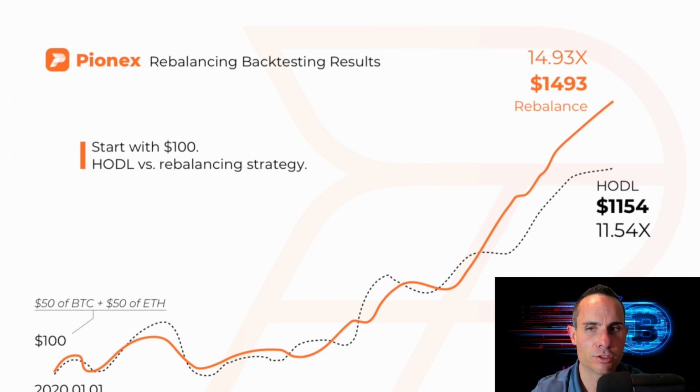As the prices of each of those cryptocurrencies swung over the 14-month test, you can see that at the end, had you just held on to those cryptocurrencies in that even 50-50 split, you would have ended up with $1,154. However, had you gone with a rebalancing strategy, you would have ended up with $1,493, a pretty significant increase.